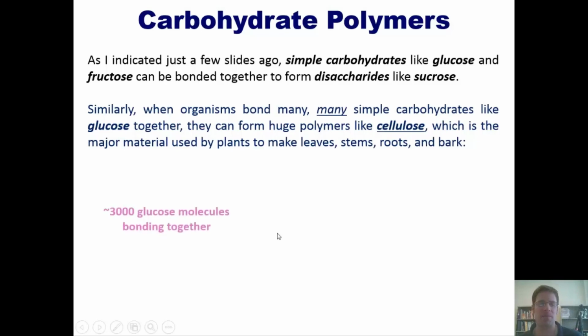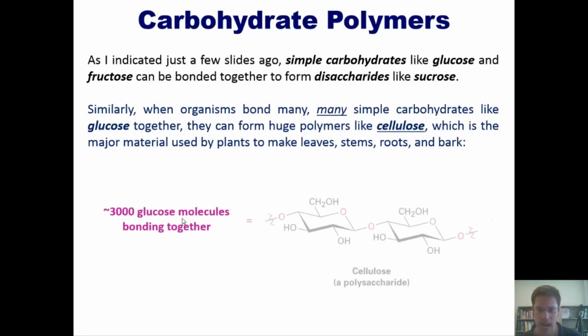So in essence, if I take about 3,000 glucose molecules and I bond them all together in a very specific way, I can get this repeating polymer of basically this unit shown over and over and over and over again in both directions. And that polymer is cellulose. Once again, cellulose is the major constituent in the vast majority or in most of plant matter and gives plants its structure. Pretty cool, huh?